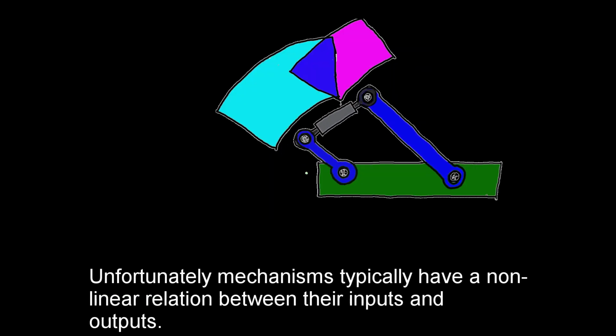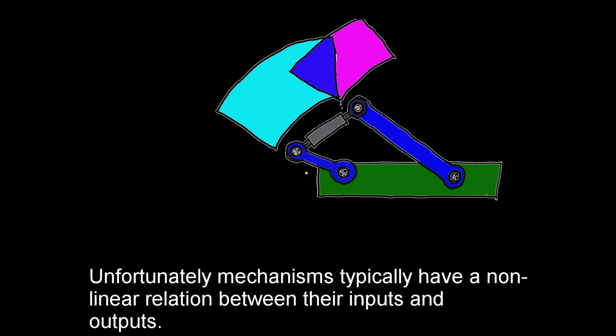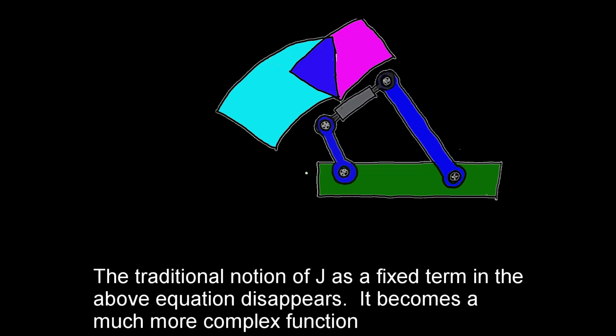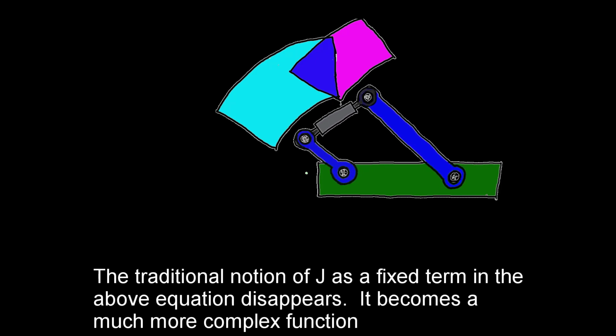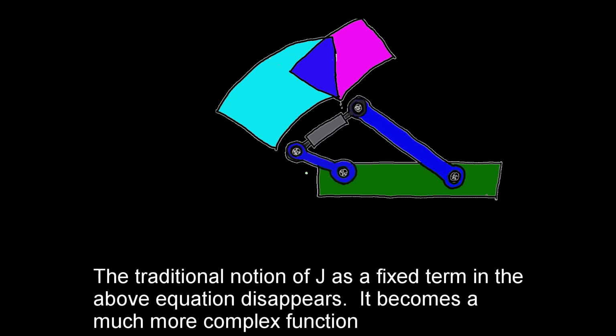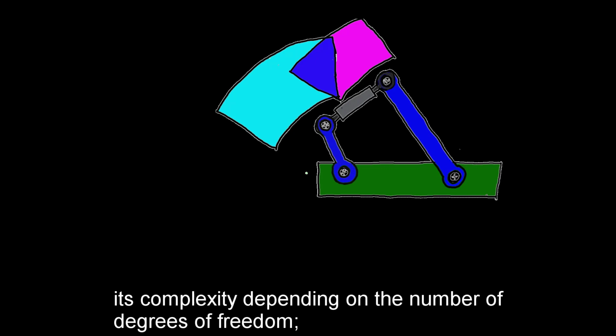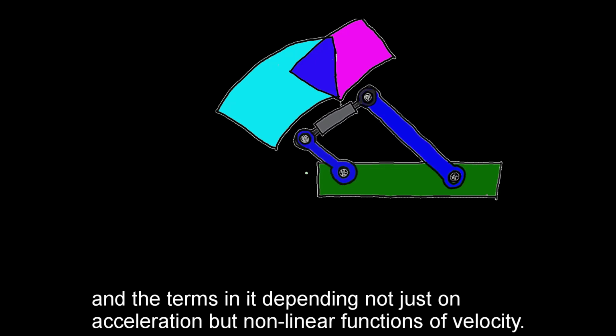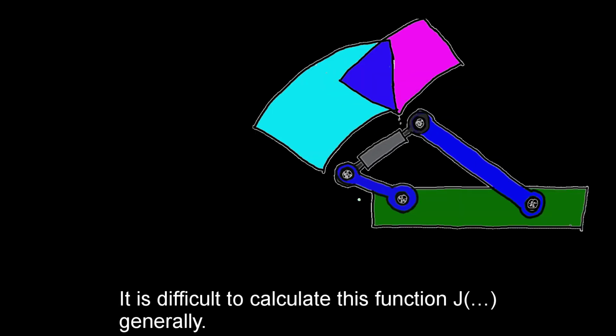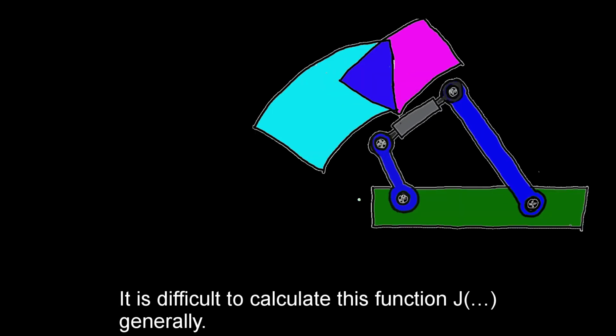Unfortunately, mechanisms typically have a non-linear relation between their inputs and outputs. The traditional notion of J as a fixed term in the above equation disappears. It becomes a much more complex function, its complexity depending on the number of degrees of freedom, and the terms in it depending not just on acceleration, but non-linear functions of velocity. It is difficult to calculate this function generally.